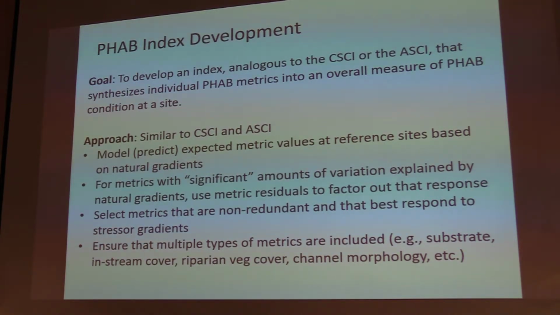And before I go on, I just want to remind everybody that the benefit of a modeling approach is that you get a site-specific expectation for every site. And by modeling out the response of metrics to natural gradients, what you're left with is a response just to human disturbance gradients, and that's what we want the index to reflect. Also, by factoring out response to natural gradients, it means that you don't have to develop a bunch of different indices for different portions of the state. So a given index score has a consistent meaning in all regions of the state.